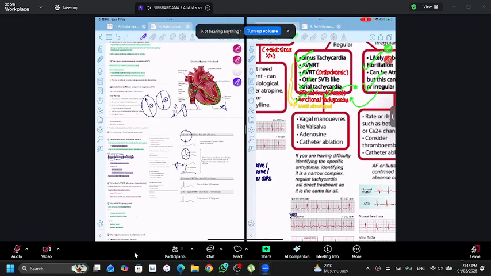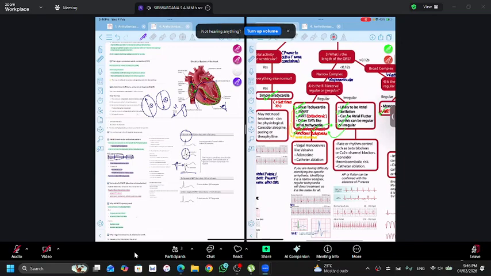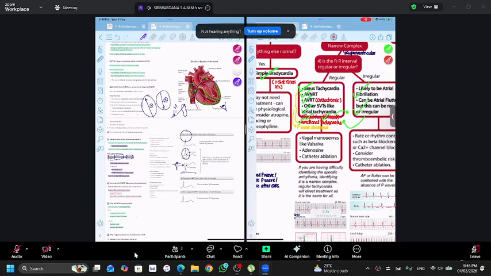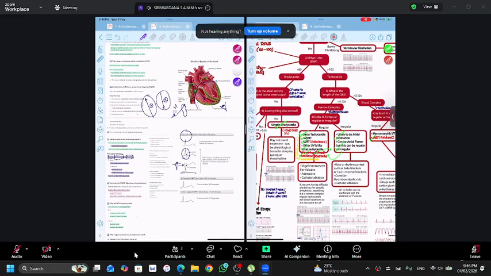That is basically what it says here as well. If you're having difficulty identifying the specific arrhythmia, identifying that it's a narrow complex regular tachycardia is enough, because the treatment, at least the medical treatment, not the surgical one, will be the same for all of them most of the time. Since they are narrow complex, they are supraventricular tachycardias. That will be more than enough.